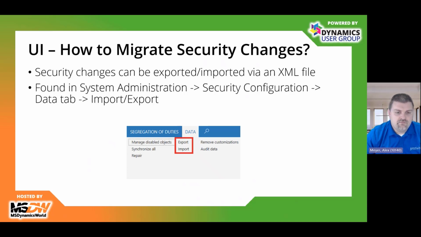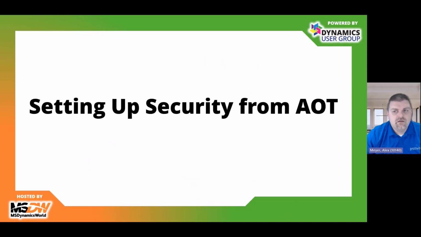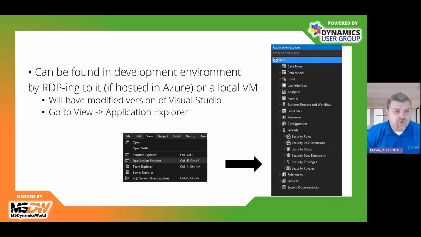So we've looked at this from the user interface perspective. Let's go ahead and look at this from the AOT side. So we're talking about setting up security from the AOT, or from the programmatic side. One of the first questions is, well, how do I actually access a development environment? You can really go about it one of two ways. You can either have a cloud hosted environment, which is where you deploy it via LCS and you access that environment by RDPing, or remote desktopping, to it, or you can have a local virtual machine for this, where you deploy a virtual machine via VHD provided again via LCS.